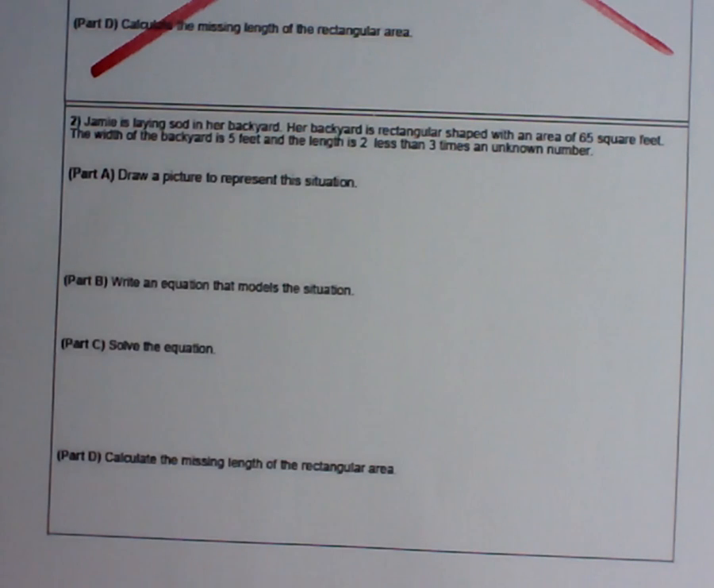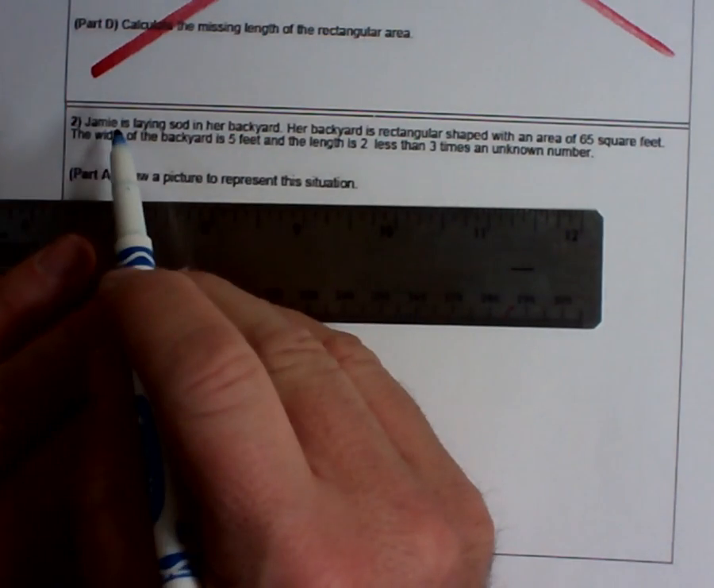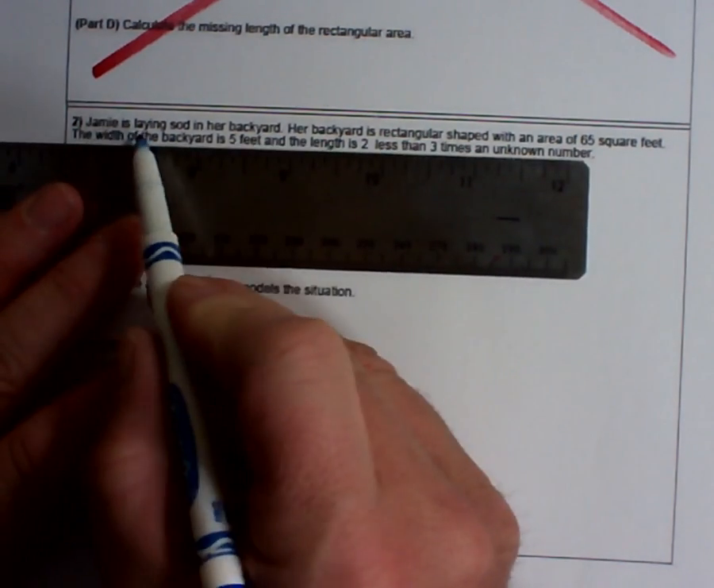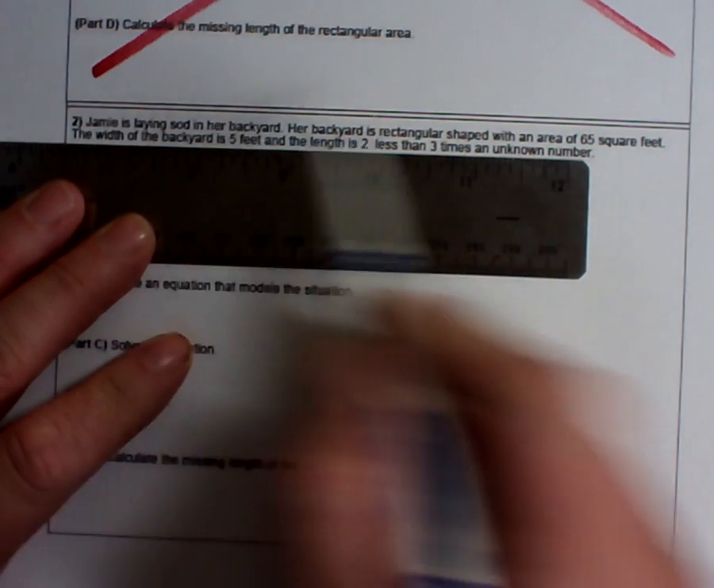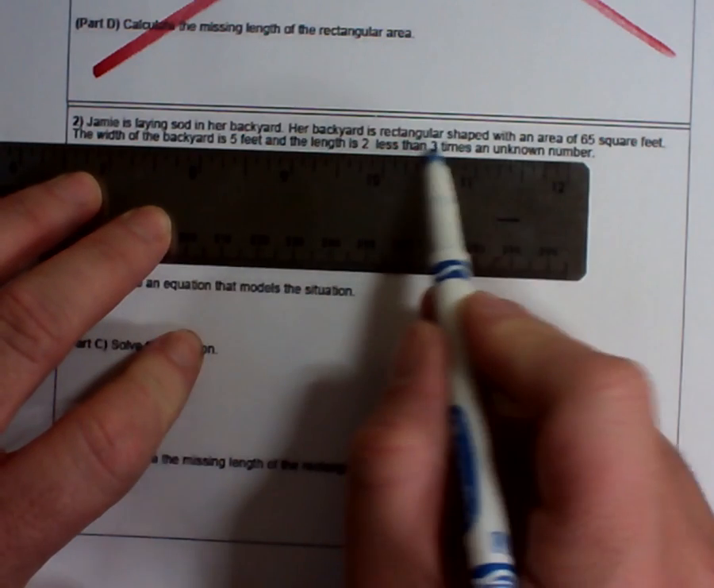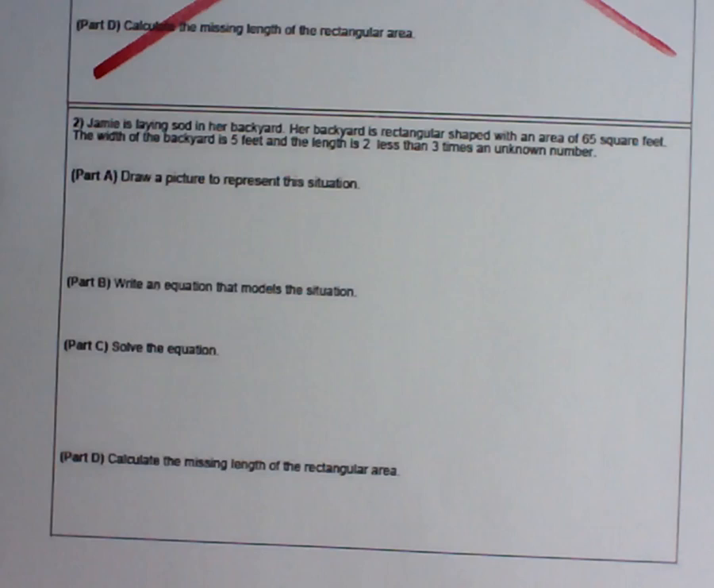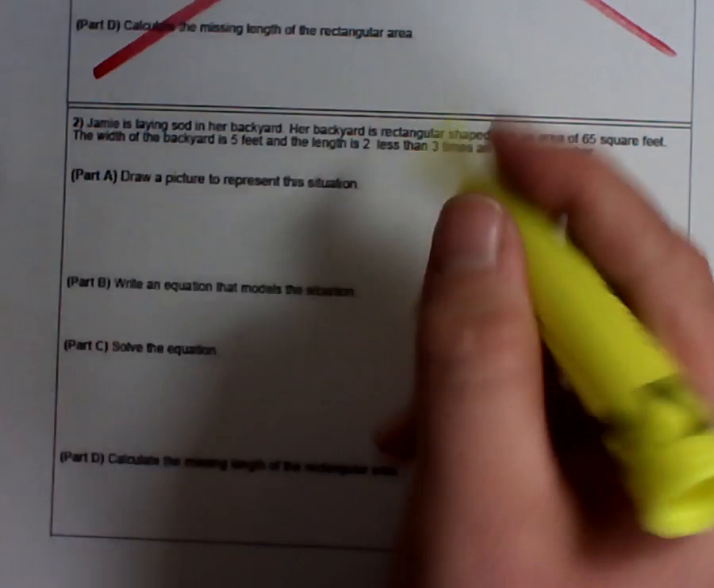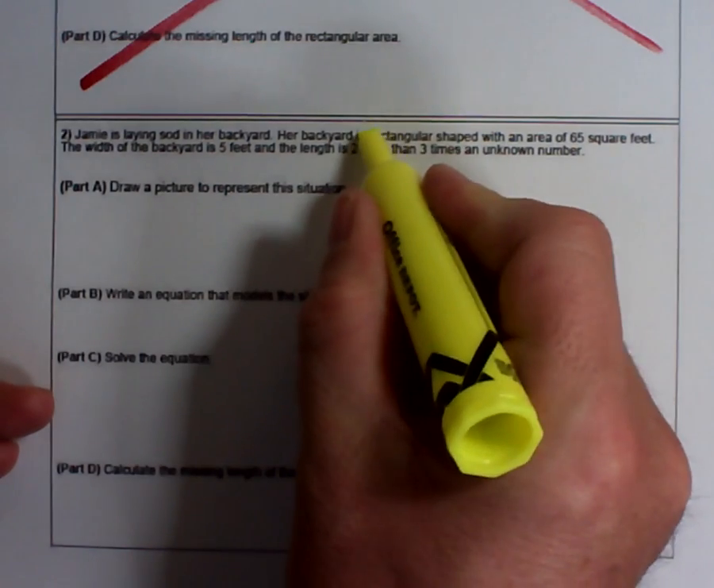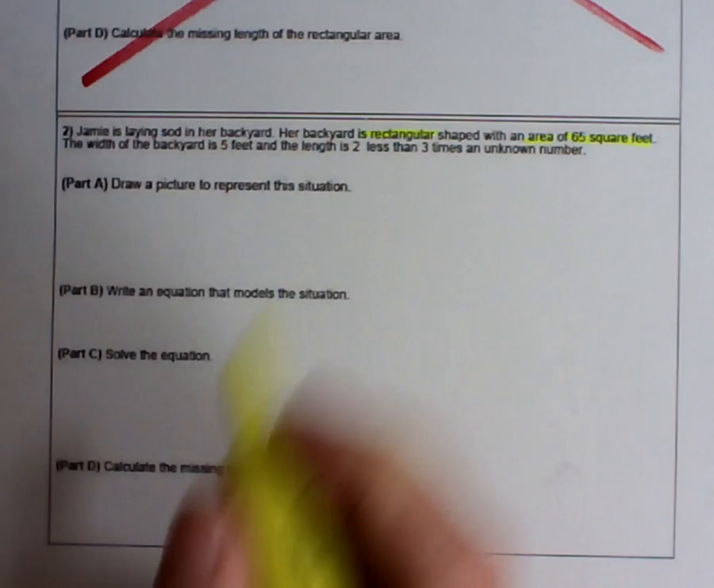So first we need to draw a picture of what's happening. Draw a picture to represent the situation. Well, let's read what happens. Jamie is laying sod in her backyard. Her backyard is rectangular shaped with an area of 65 square feet. I'm going to take my highlighter and highlight the important thing, that it's rectangular, and area, 65 square feet.